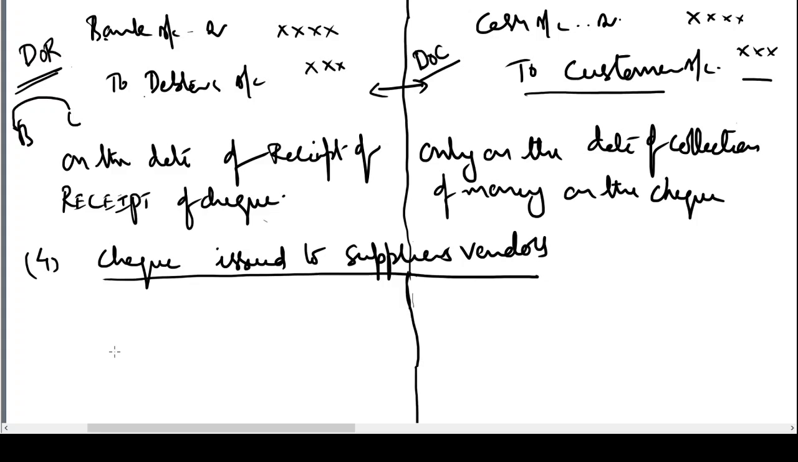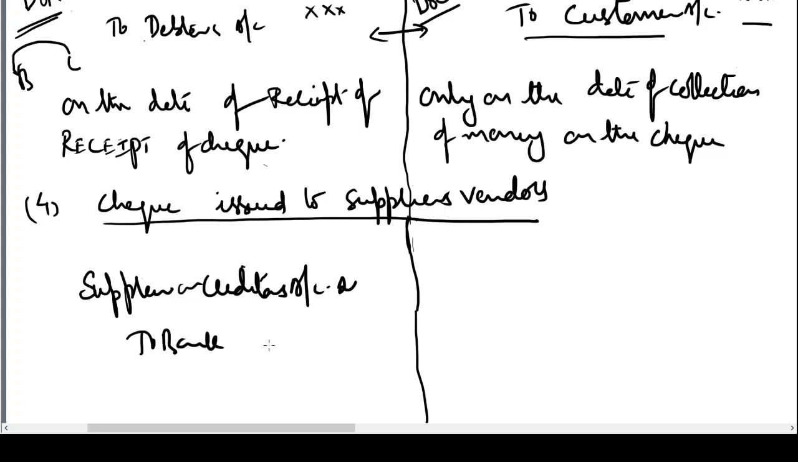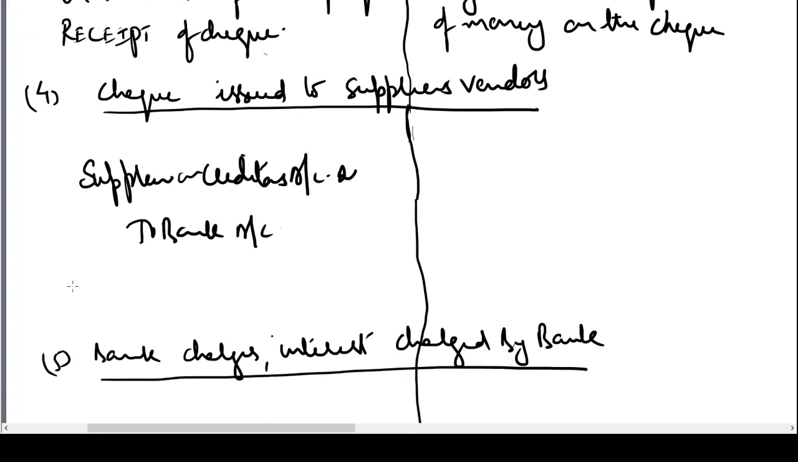Next, check issued to suppliers, vendors. So whenever we issue a check to a supplier or a vendor, we have to make payment to our suppliers, vendors. We are issuing a check. What is the entry we are going to pass? We are going to pass the entry suppliers or creditors account debit to bank account. Now again, when is this entry passed in our books? This entry is passed on the date of issue of the check.